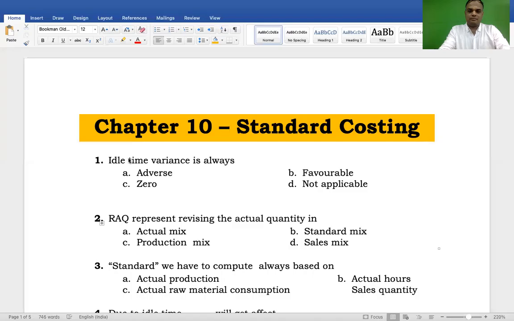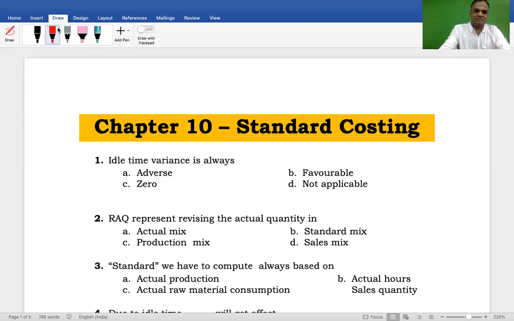Standard costing MCQs. Idle time variance is always dash. Zero, favorable, adverse, not applicable. Adverse. Always adverse. Next.